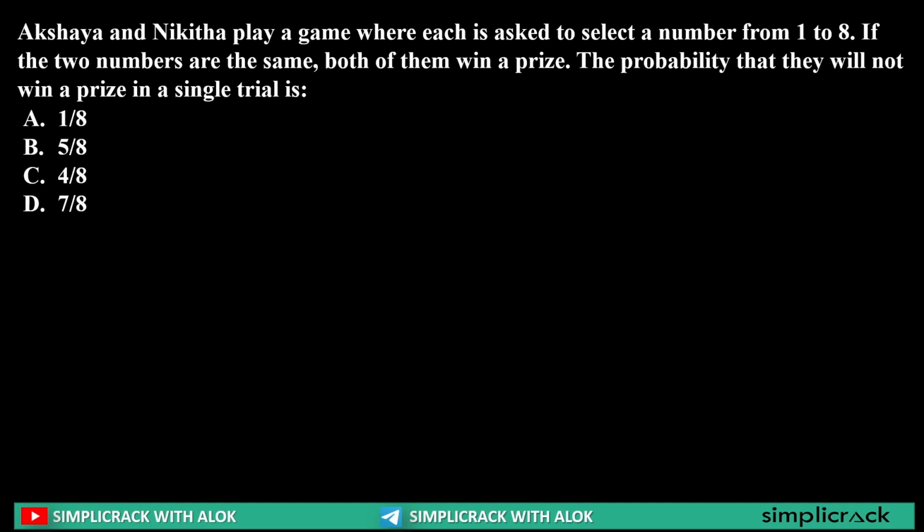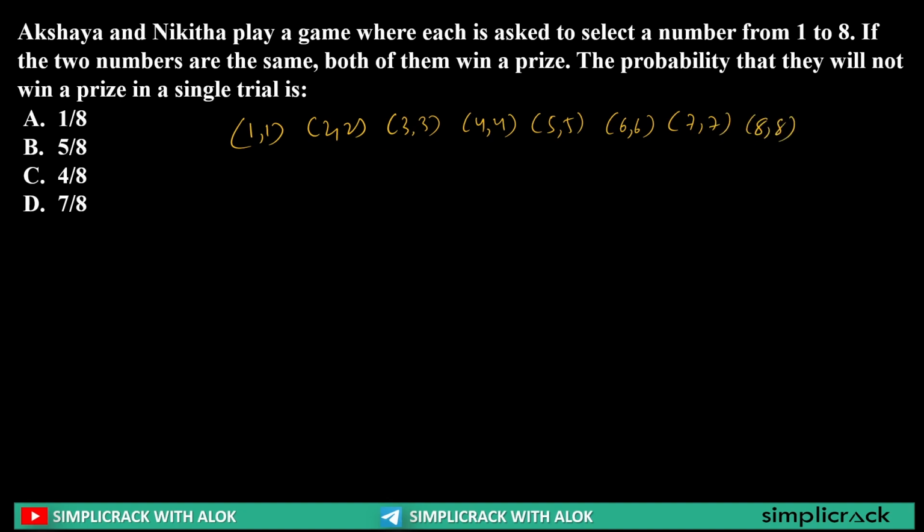See, if they have to select a number and that should be equal, then the options will be 1 1, 2 2, 3 3, 4 4, 5 5, 6 6, 7 7 and 8 8, right? So how many options? 1 2 3 4 5 6 7 8. So 8 times they can choose the same number. If they have to select a number between 1 to 8 and that has to be done twice, the total number of outcomes is 8 into 8, right?